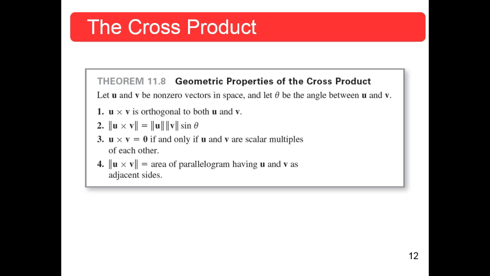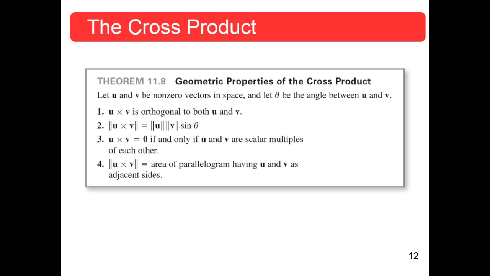Okay? Now let's think about sine for a minute. In an acute angle, the sine is always positive, so is cosine, so is tangent, so it's okay. In an obtuse angle greater than 90, the sine of that is also positive.